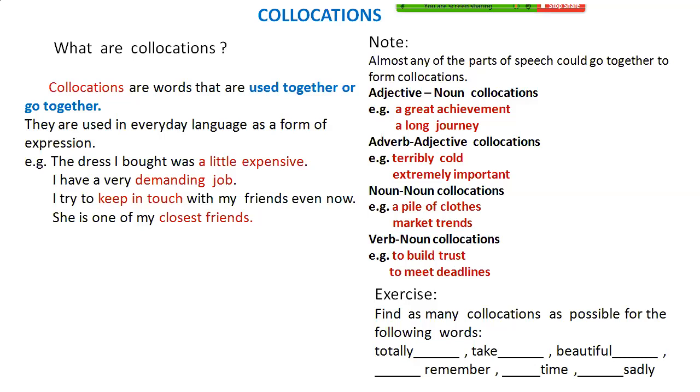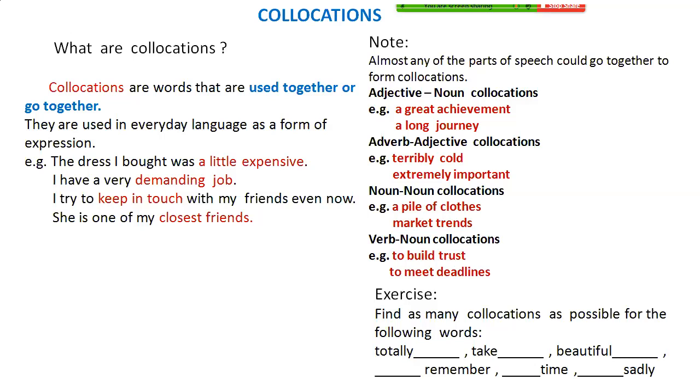You could form adverbs and adjectives together as collocations. For example, terribly cold, where terribly is an adverb and cold is an adjective. Or take, for example, the collocation extremely important. Extremely is an adverb and important is an adjective. So you could use adverbs and adjectives to form collocations.